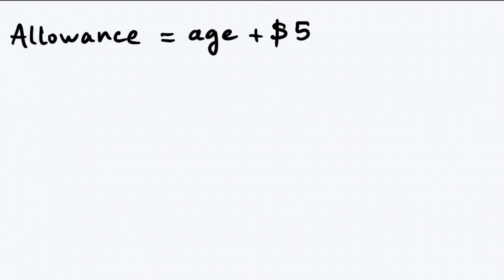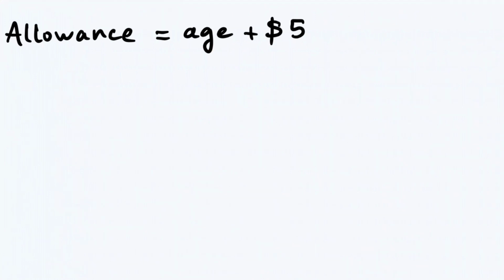Let's pick letters for our variables. We can use W for allowance and G for age, and 5 is the constant. So the corresponding equation is W equals G plus 5. In the first couple of examples that we're going to do, we're going to look for the allowance. We're going to solve for the allowance, so it is alone by itself on one side, and we're going to be given an age to which we're going to add 5.